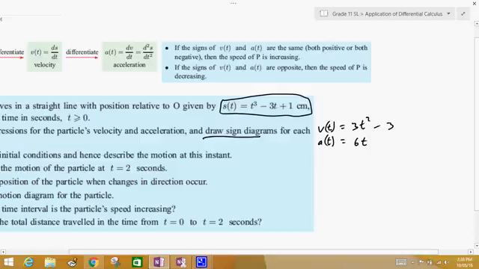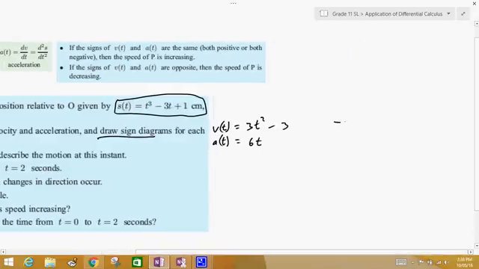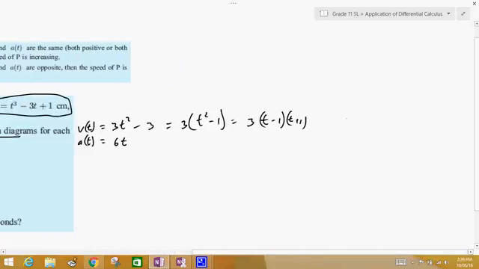Now it says draw a sign diagram as well. So a sign diagram would be for velocity. Well, let's factor out the 3. So we got t squared minus 1, which is equal to 3 times t minus 1, t plus 1. And for this one, nothing interesting there. So if I did a sign diagram for this, we would be at t equals 1, and t is at negative 1. So 1 and negative 1.